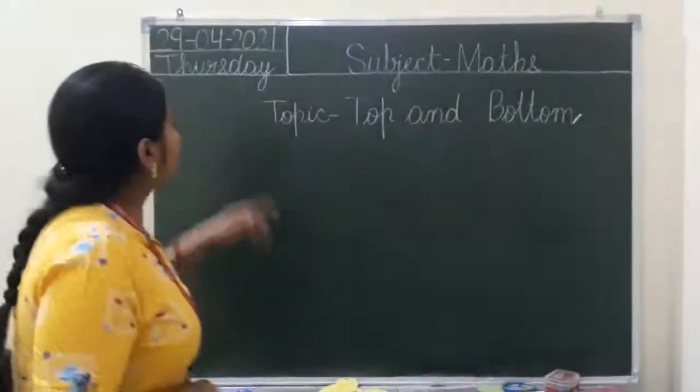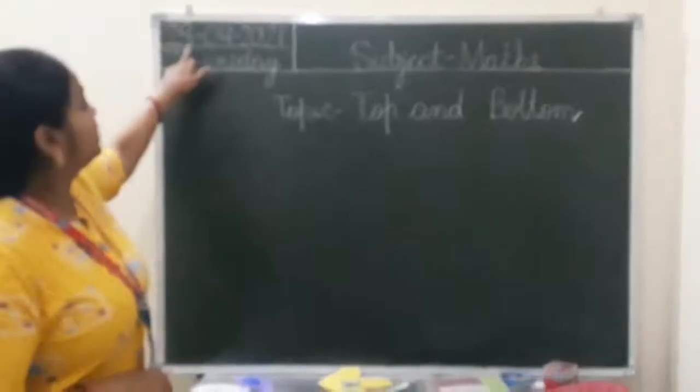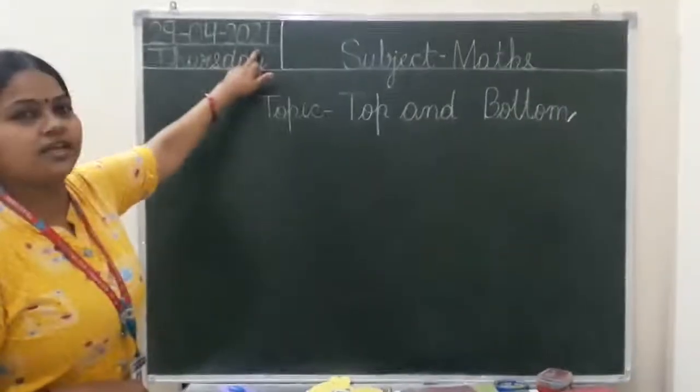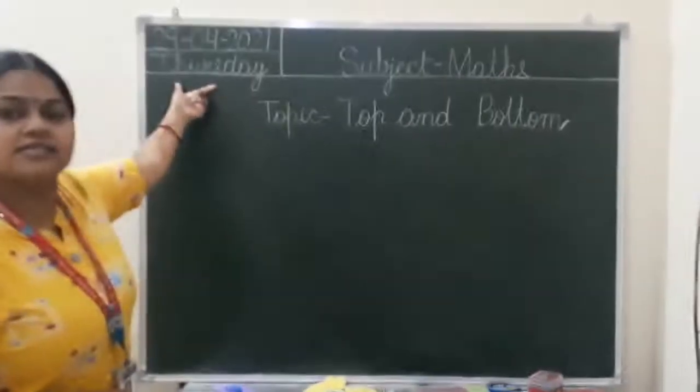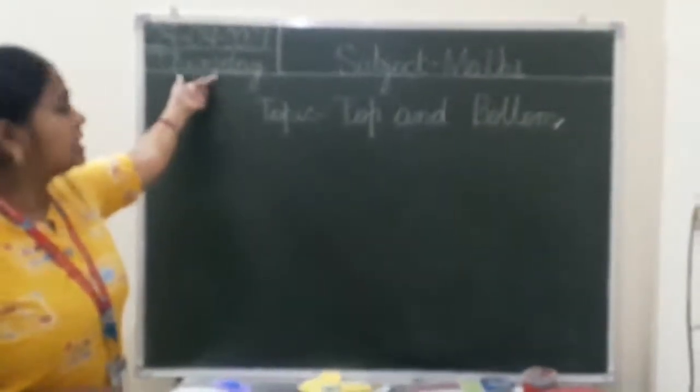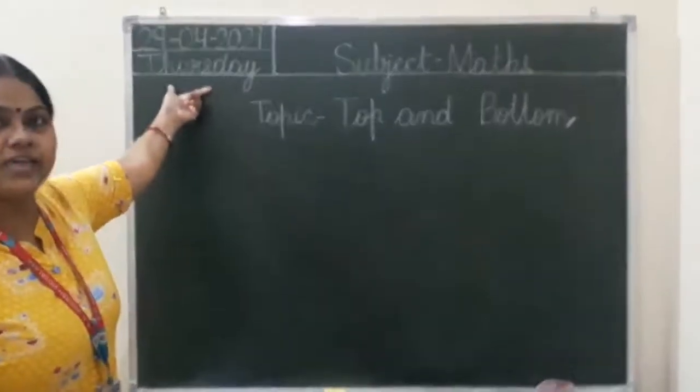So, what is day today? Look here. Today the date is 29th April 2021. And today the day is Thursday. What is day today? Today is Thursday.